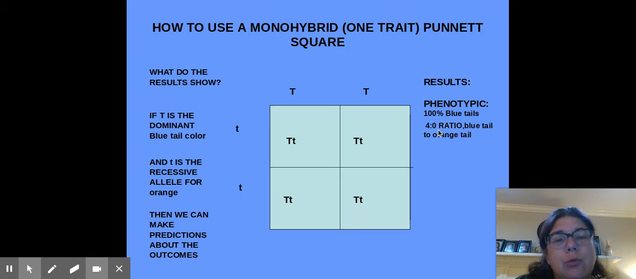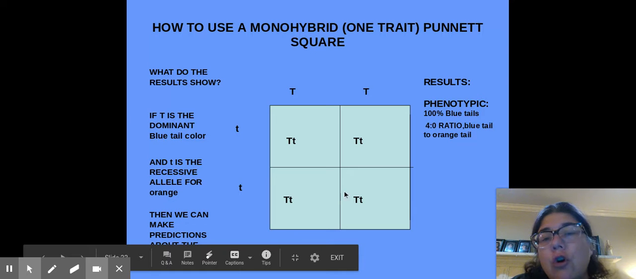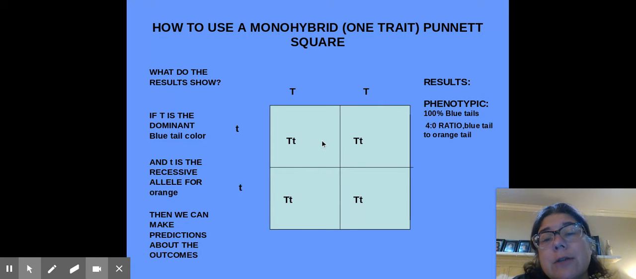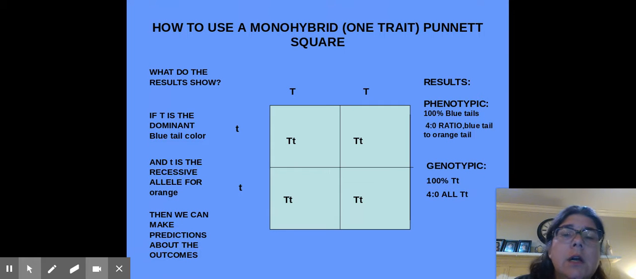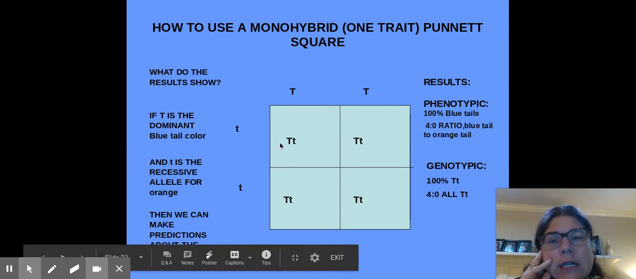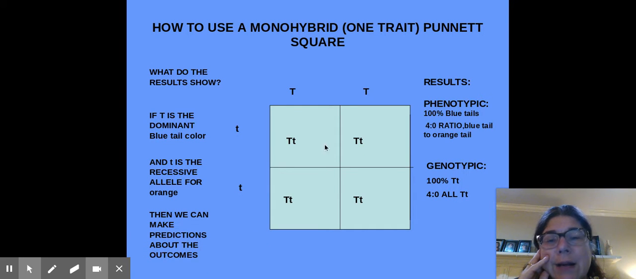We can also write that as a ratio, where 4 offspring are blue and 0 out of these 4 boxes are orange. Yes, they have 1 orange allele, but remember that big T is dominant. That tells us about the phenotype, what we see. The genotype, the combination, which we can't see as easily, is that all 4 out of 4 boxes are big T, little t. Or we can write it as a ratio: 4 boxes are big T, little t, 0 boxes are little t, little t, and 0 boxes are big T, big T.